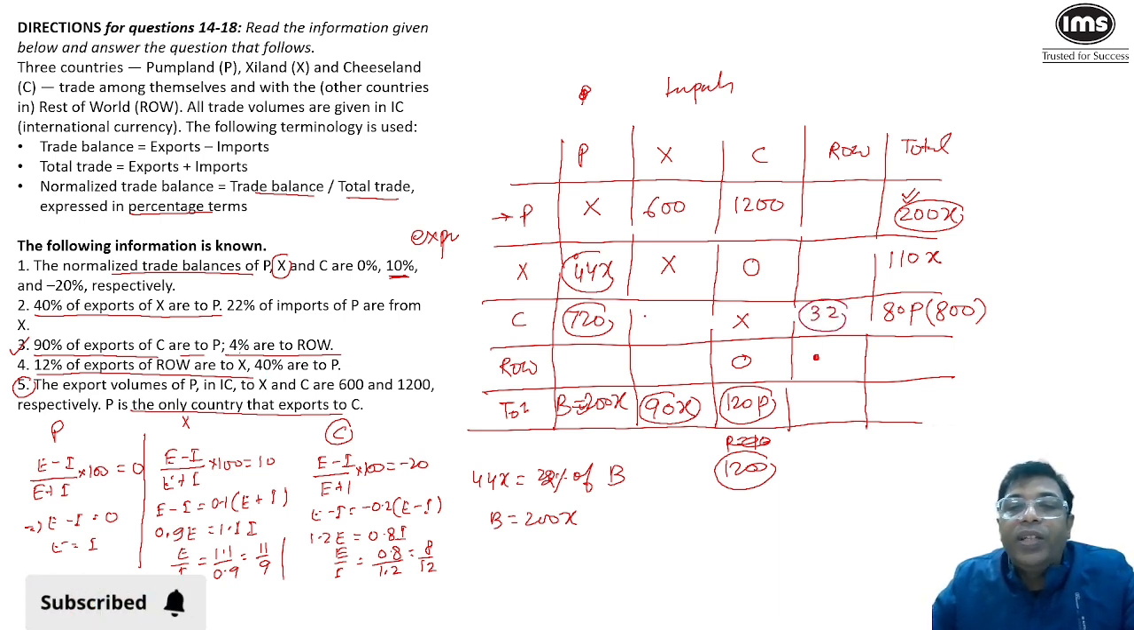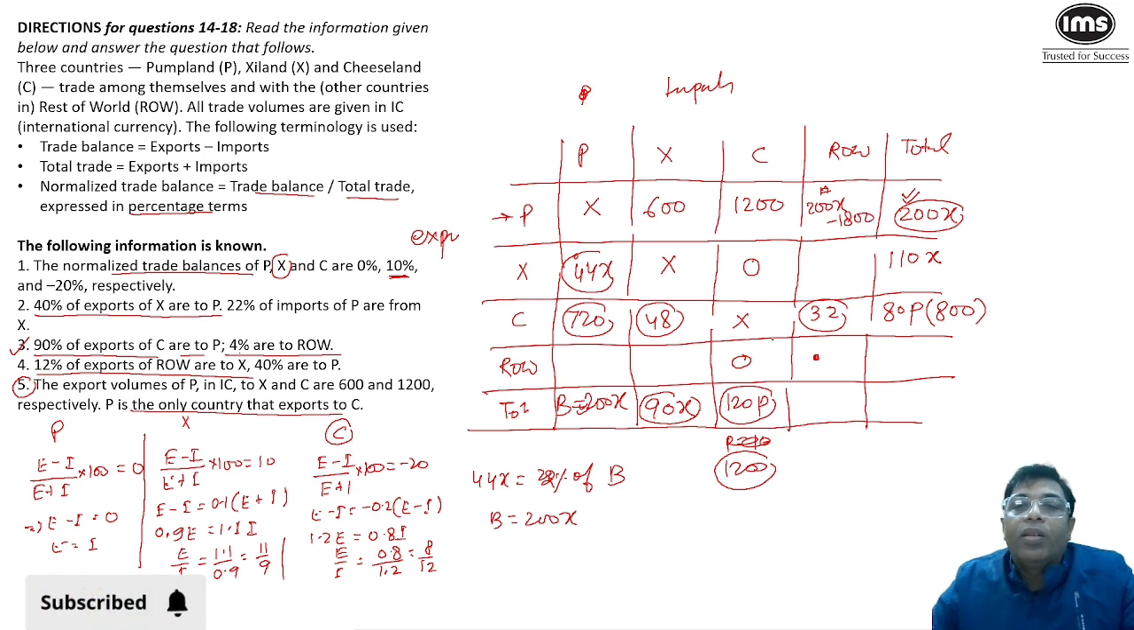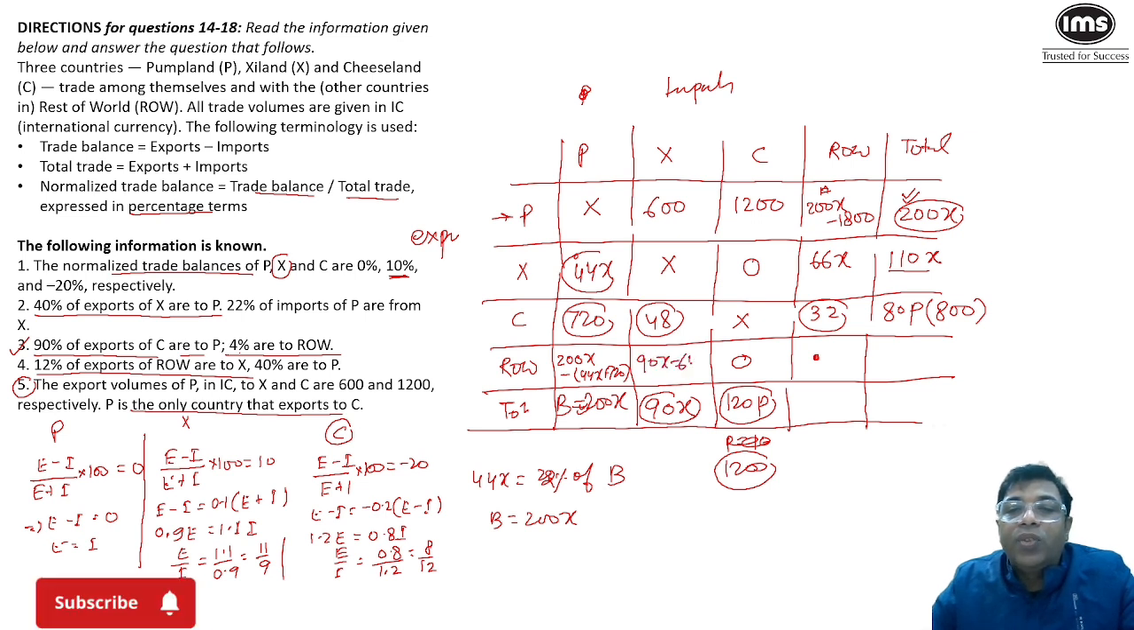So in this case, we know this value, total export of C has to be 800. So this value will become 48. So now I can calculate this value in terms of X, like this value becomes 200X minus 1800. This value will become 66X as 110 minus 44X. This value we know. For ROW, this value becomes 200X minus 44X plus 720. See, you add these two values, subtract from this, and this will become 90X minus 648.